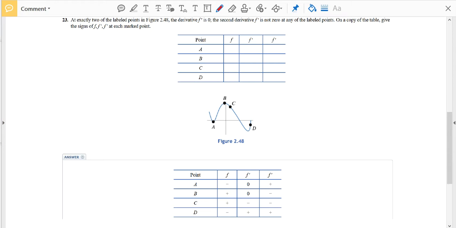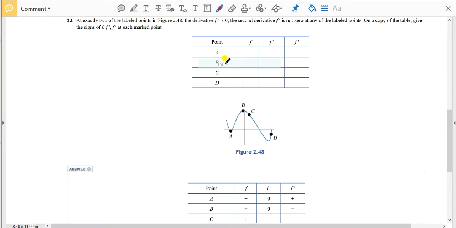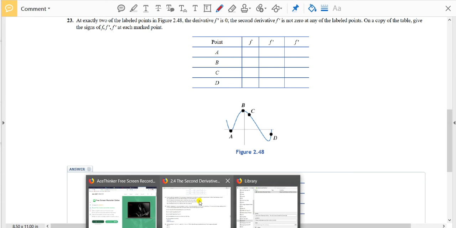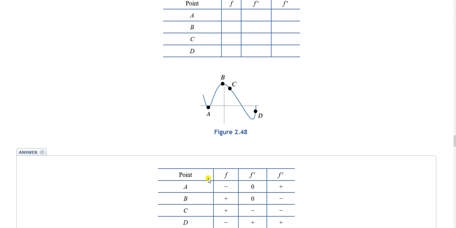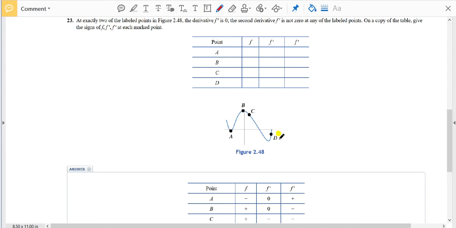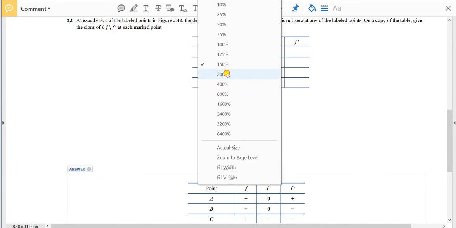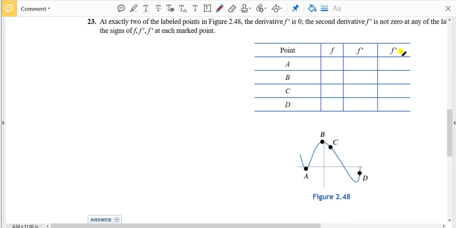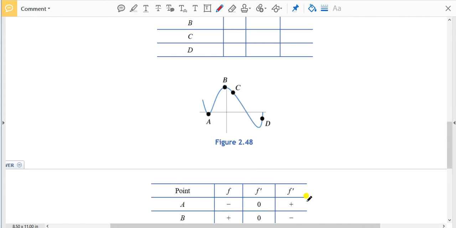Let me double check here. It's very small, so I can see. Okay, this should be f double prime because we already have f prime here, so that should be the mistake here. It should be f double prime here. Okay, all right, so let's see here.